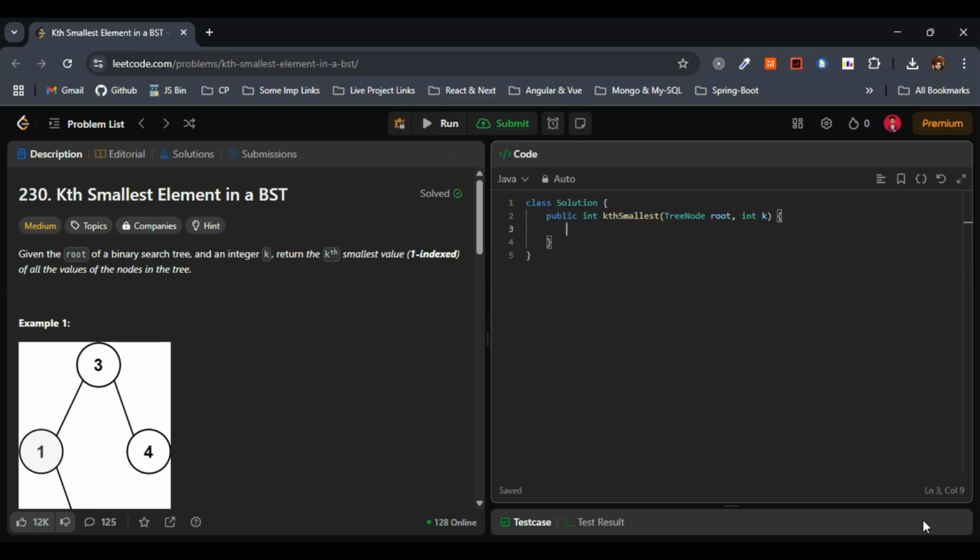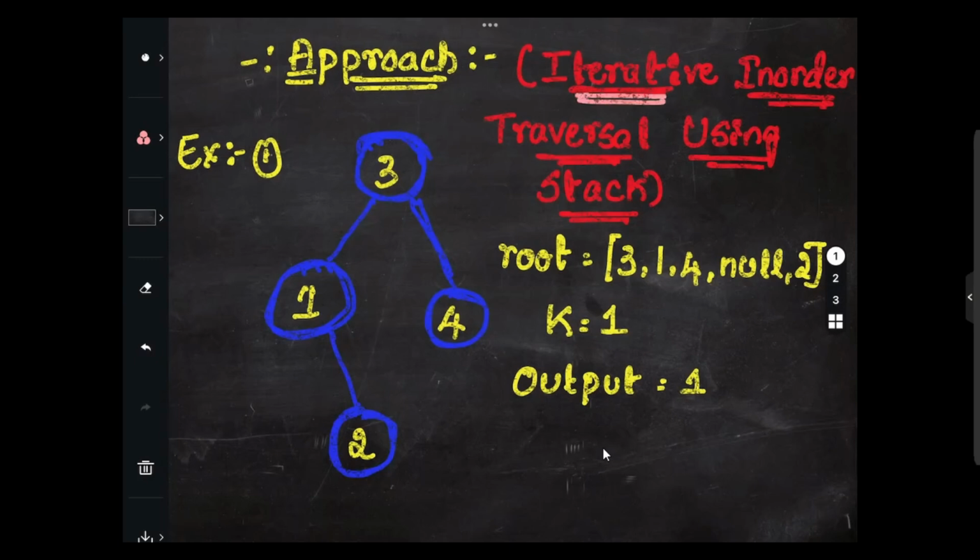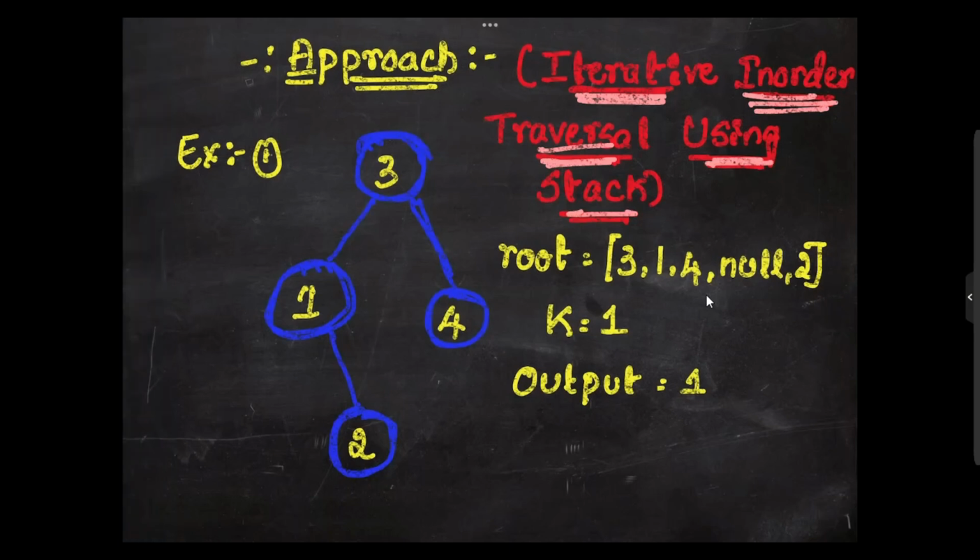Initially, let's discuss the approach first. The first thing that we need to note down here is iterative in-order traversal. We are dealing with the iterative in-order traversal using stack. For the first example, I have considered the same example that they have given in the question: root 3, 1, 4, null, 2.